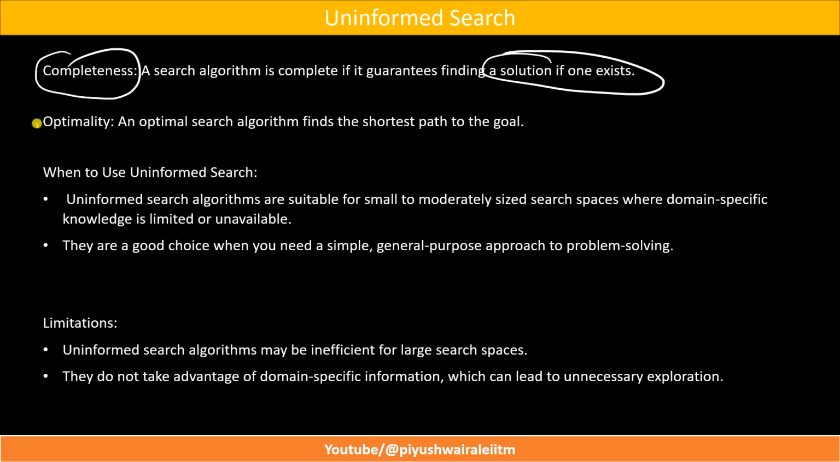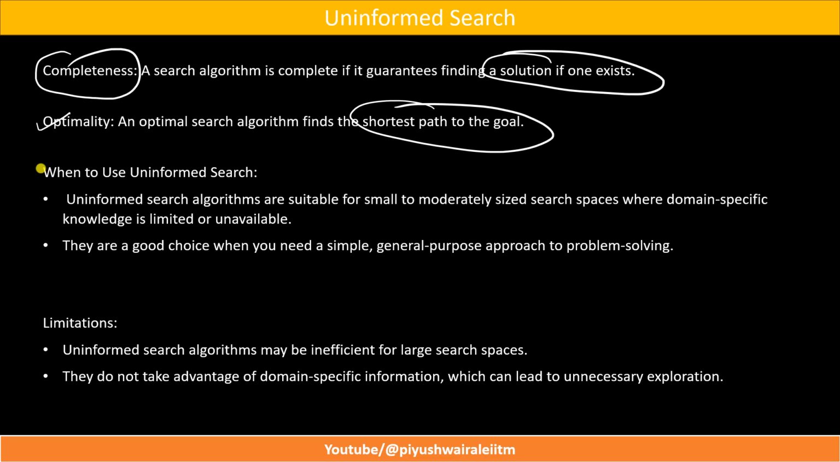Now, what is optimality? An optimal search algorithm finds the shortest path to a goal. So that's what we aim for, optimality, the shortest path to a goal. Sometimes we just require a particular solution path, which may not be optimal. That is also fine in some cases.